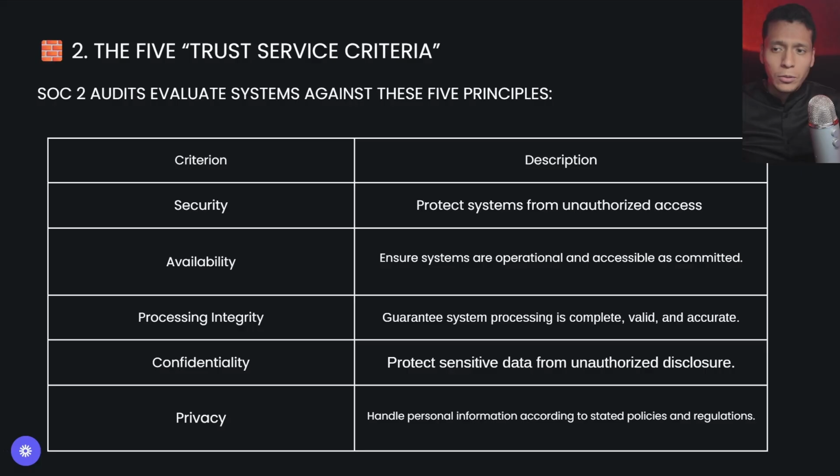SOC 2 is built around 5 trust service criteria. 1. Security, which is protecting against unauthorized access to the data. Availability, ensuring uptime and workability around the clock. Processing integrity, guaranteeing data accuracy. Confidentiality, which keeps sensitive data private. And privacy, which handles personal information in accordance with internal organizational policies and legal regulations. For AI systems, SOC 2 isn't optional anymore. If your LLMs touch sensitive customer data, you must design for trust, security, and transparency.